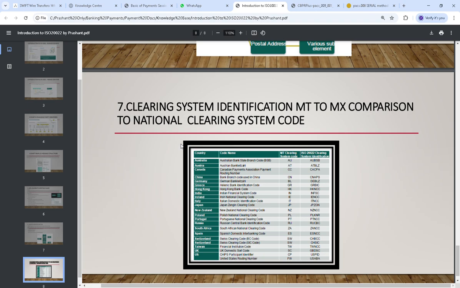Now this is the table of which country is using which clearing system and what their short form is. For example, Australia is using AU, AUBSB, and so on. No need to discuss this one. This is just for information: what is the short form of the clearing system identification for that country.